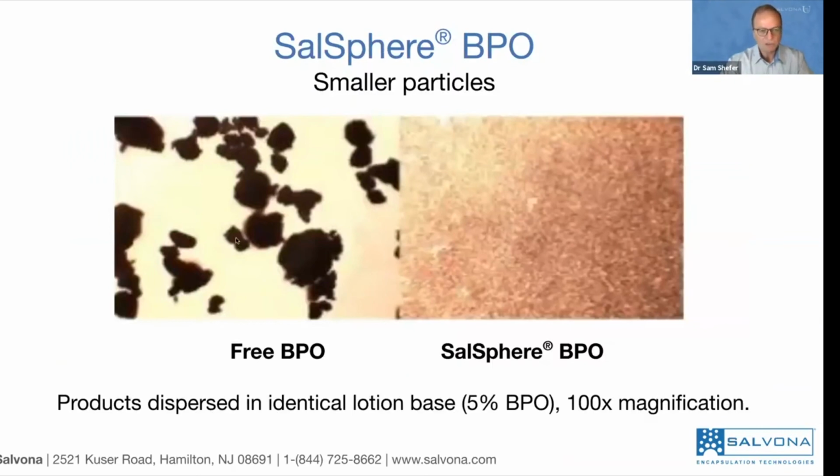The first benefit of our encapsulation is significant reduction of the particle size. Why is it so important? Because if the particles are small, this is what you see, like BPO under the microscope with the same magnification. When you look at SalSphere, you see significant reduction of particle size. Now with SalSphere BPO, this is able to penetrate into the hair follicle. They are small enough to penetrate within the space, the gap between the skin and the hair.